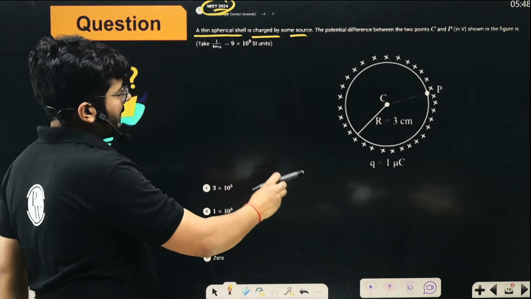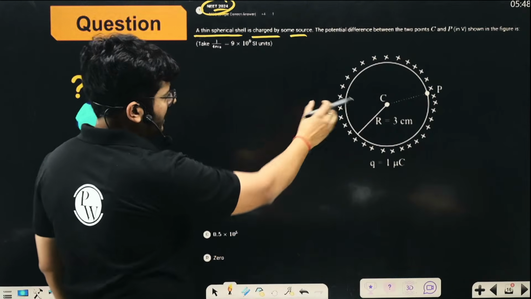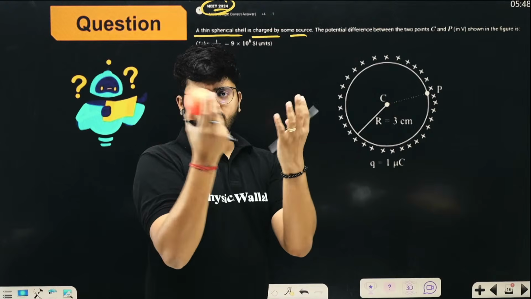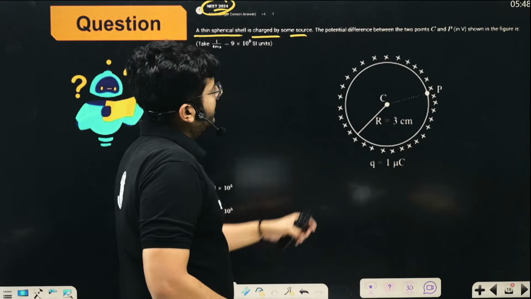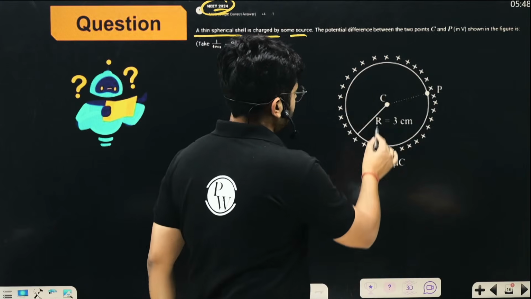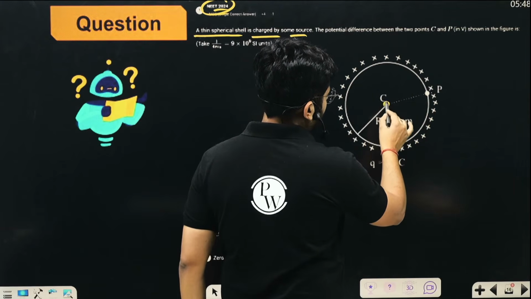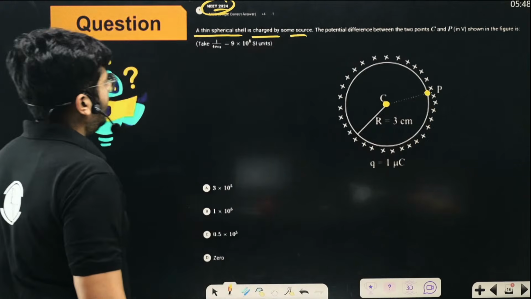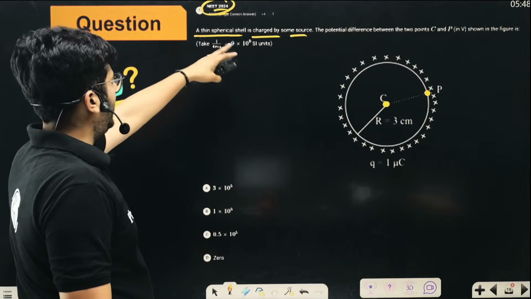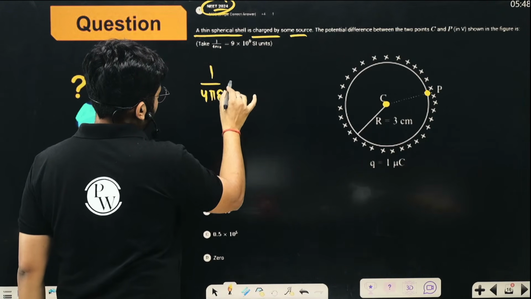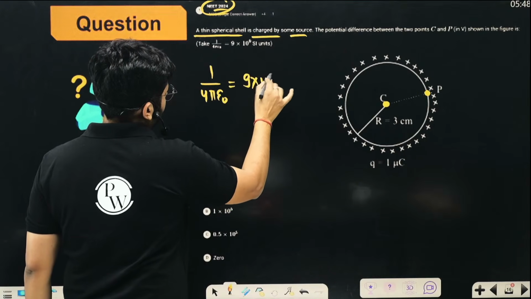Now what is happening? We have charged this thin spherical shell. It is a shell, not a solid body. So the potential difference between two points C and P: C is the center of the shell, and P is a point on the circumference of the shell. It is given that 1 upon 4 pi epsilon naught is 9 into 10 raised to the power 9.